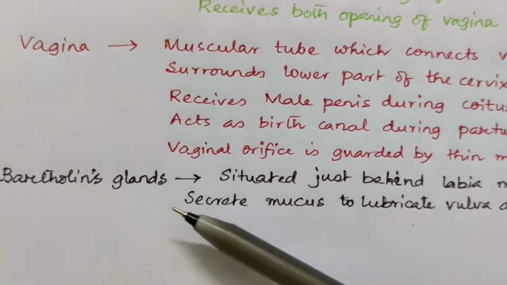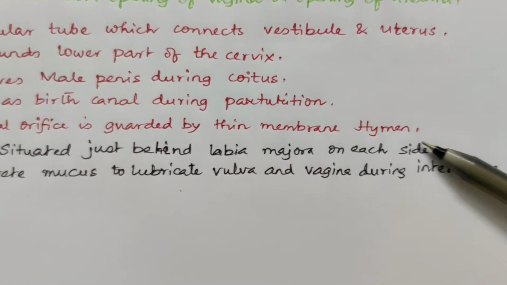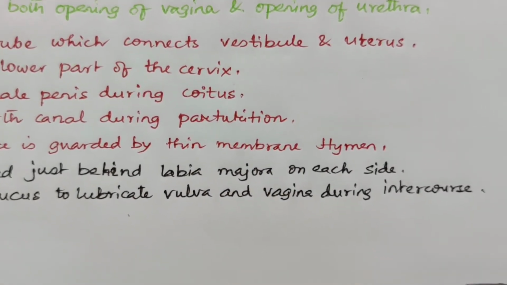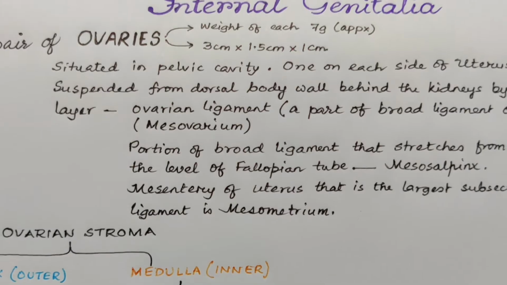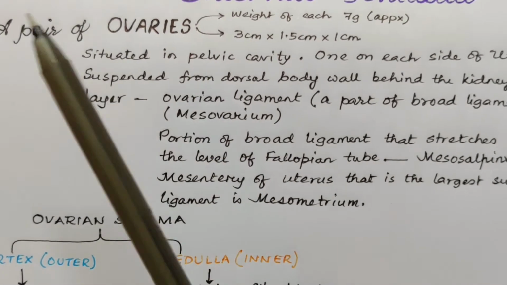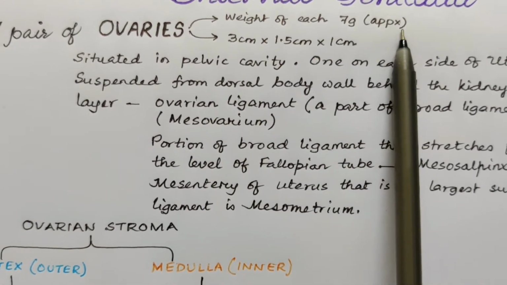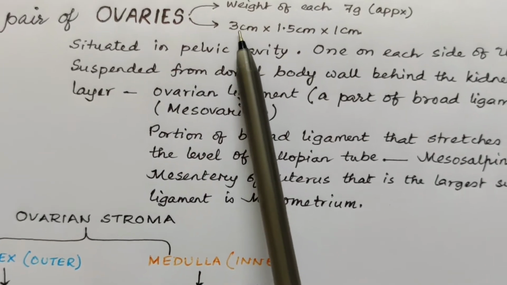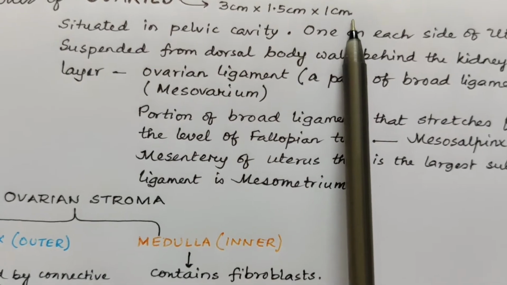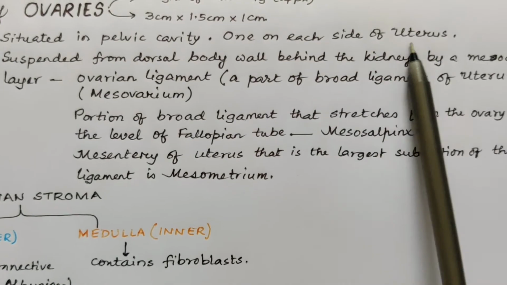A gland called Bartholin's gland is present, situated just behind the labia majora on each side. It secretes mucus to lubricate the vulva and vagina during sexual intercourse. After external comes the internal genitalia. The internal genitalia has a pair of ovaries having a weight of approximately 7 gram and dimensions of 3 centimeter long, 1.5 centimeter broad, and 1 centimeter thick. It is situated in the pelvic cavity, one on each side of the uterus.